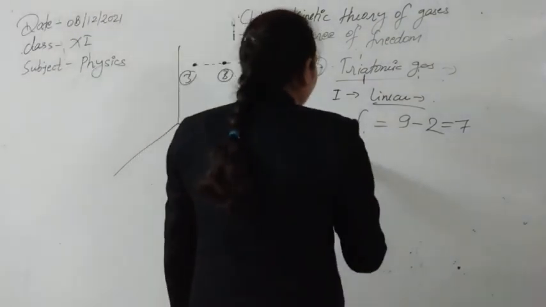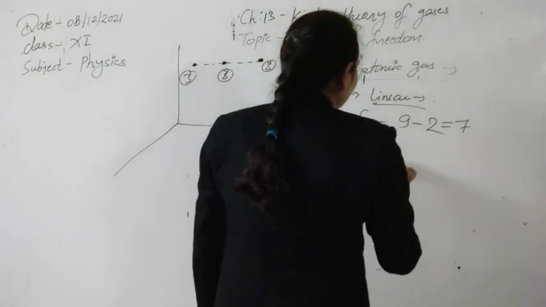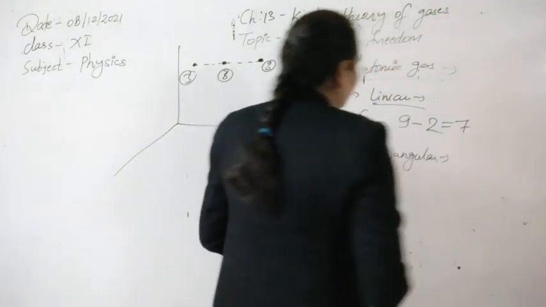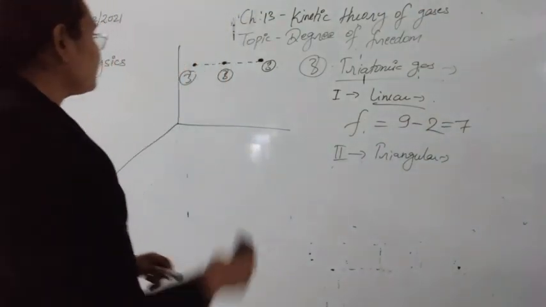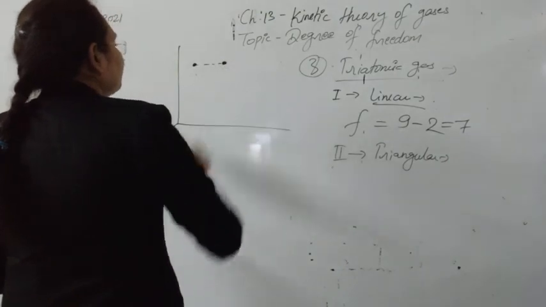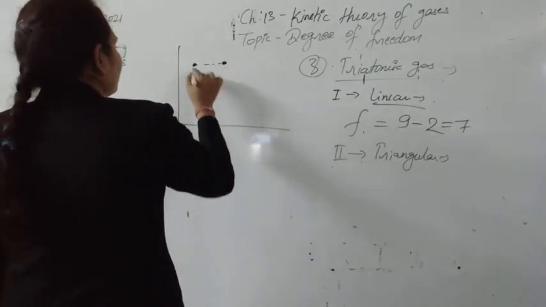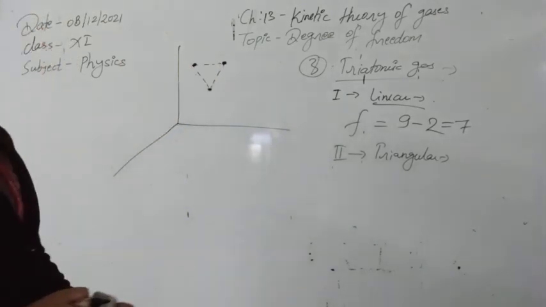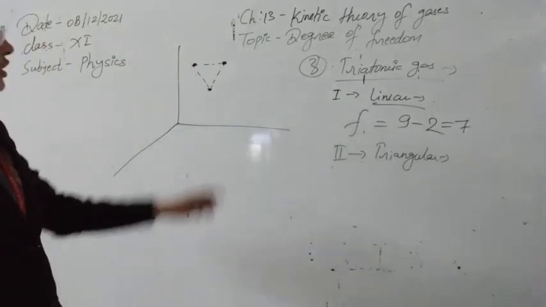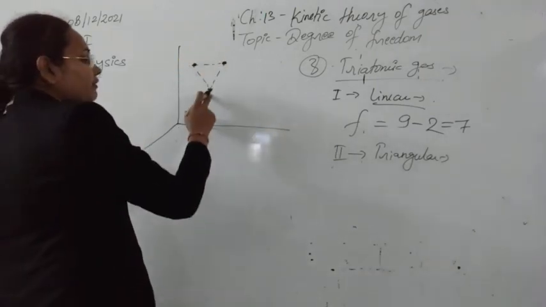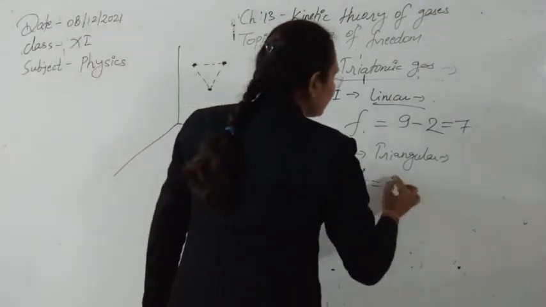Now the second one, if they are arranged in triangular form. So for the triangular arrangement of the atoms, any 2 atoms can be arranged, and if you join their vertices, then a triangle will be formed. So in such a way, if they are arranging themselves, then again individually we need 9 coordinates here.